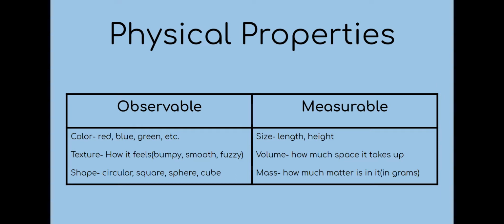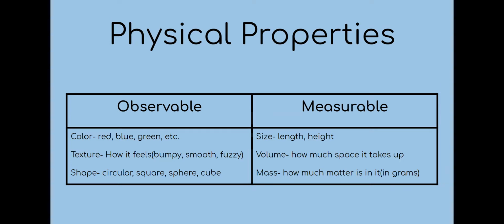Observable would be like the color, like red, blue, sometimes more than one color. Texture, how it feels, bumpy, smooth, fuzzy. Wet or dry would also go with that. Shape, circular, like square shaped. Could be shaped as a sphere or cube. They could have more than one shape too.